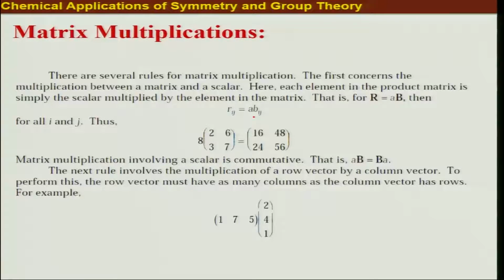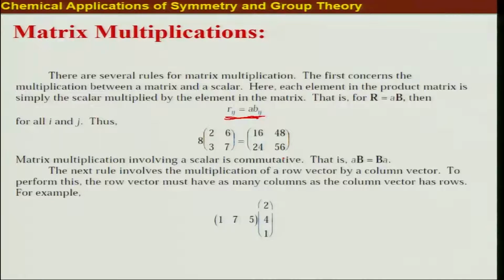Okay, so for any matrix, say B, whose elements are Bij, and if you are given a scalar quantity A, then the new matrix that will form after the multiplication, its elements Rij, will be related to A and Bij as follows. So it's essentially multiplying all the elements of the matrix B by the scalar quantity. One example is given here, where you can see that 8 is the scalar quantity and you have this 2 by 2 matrix. So 8 is being multiplied with each of the elements. 8 times 2 you get 16, 8 times 6 you get 48, and so on.